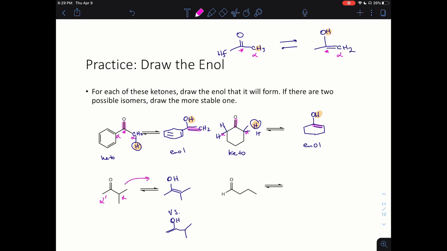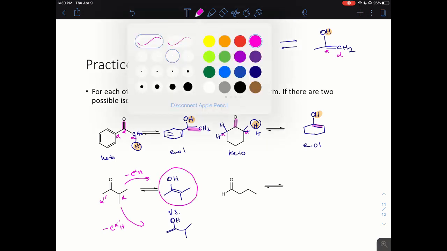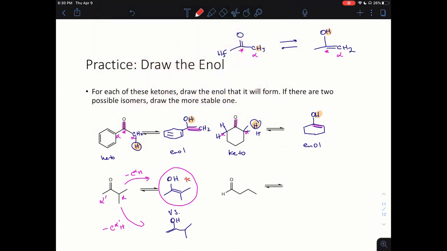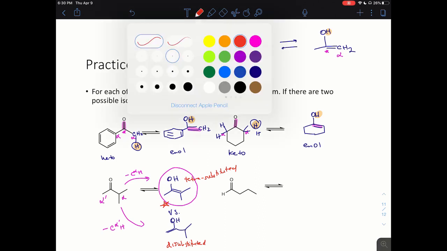So which one do you think it is? Well, it is going to be this one. Enols, think about the ene in enol. We have what looks like a tetrasubstituted alkene versus a disubstituted alkene. So what is more stable? The tetrasubstituted. So I predict that the enol, circled in pink, will be observed.